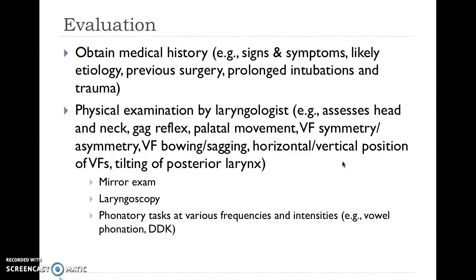In order to assess vocal fold damage, you would have to obtain medical history and perform a physical examination. Physical examination would be performed by the laryngologist, who would assess the head and neck in its entirety. And they would assess it via mirror exams, laryngoscopy, and also have the patient perform multiple phonatory tasks.